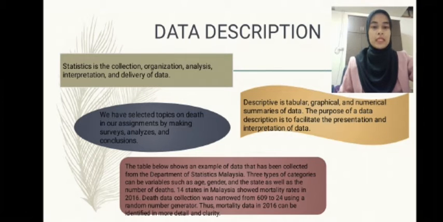14 states in Malaysia showed mortality rates in 2016. Data collection was narrowed from 309 to 24 using a random number generator. Thus, mortality data in 2016 can be identified in more detail and clarity.